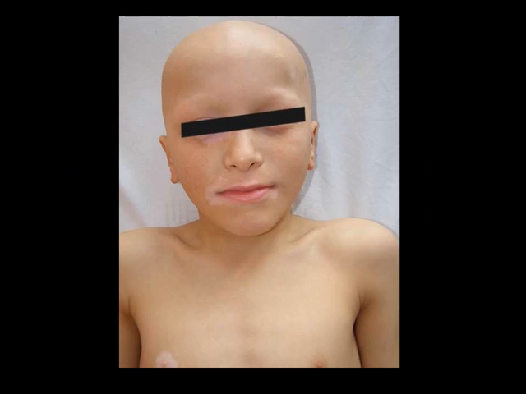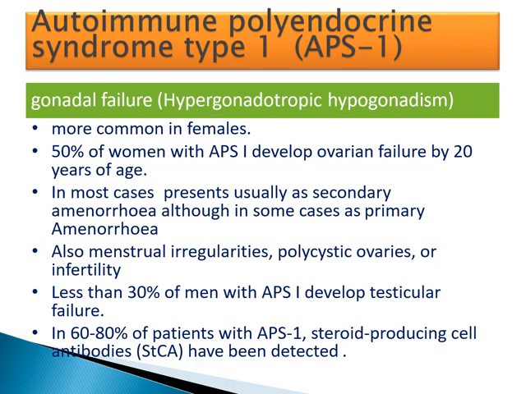A few words about gonadal failure. It is usually a hypergonadotropic hypogonadism, and it is more common in females. 50% of patients with APS develop ovarian failure by 20 years of age. In most cases it presents as secondary amenorrhea, although in some cases primary amenorrhea may be present. Also, menstrual irregularities, polycystic ovaries, or infertility may occur. Less than 30% of men with APS1 develop testicular failure. In 60 to 80% of patients with APS1, steroid-producing cell antibodies have been detected.